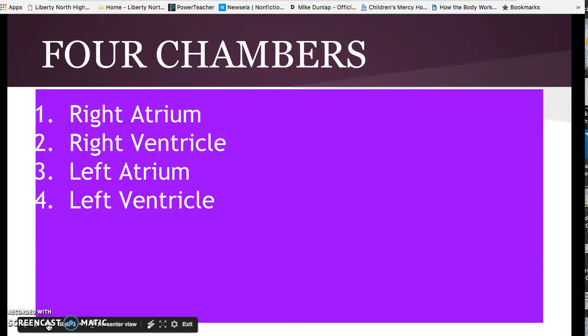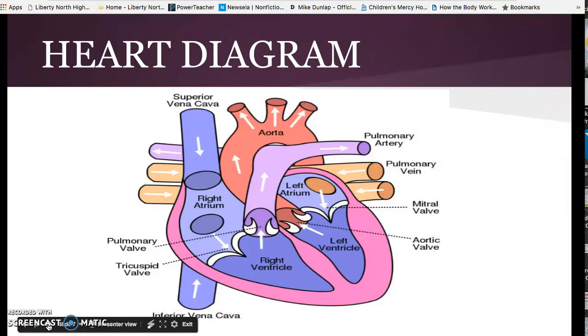There's four chambers in the heart. There's the right atrium, the right ventricle, the left atrium, and the left ventricle. So here we'll have a picture of the heart. If you notice when you're looking at the diagram, that what seems to be your left side is actually the right side, and what seems to be your right side is actually your left side.